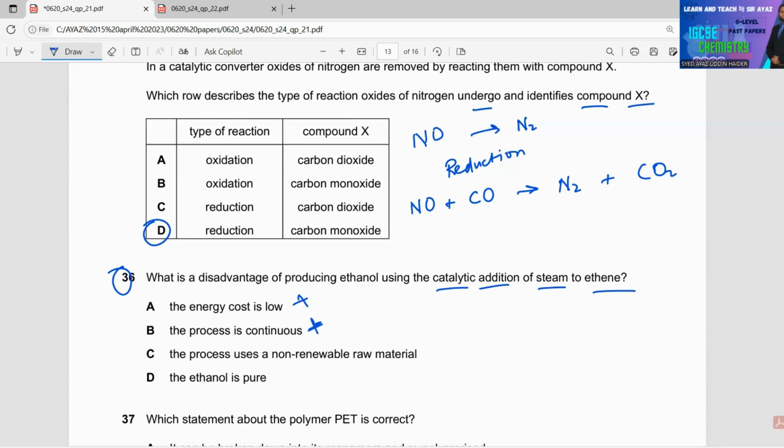C, the process uses a non-renewable raw material. This is correct, because it uses ethene, which is obtained from crude oil. Crude oil is a non-renewable raw material. For convenience, I am reading the last statement. Ethanol is pure. This is again not a disadvantage, so this is also incorrect. C must be the right answer in this case.